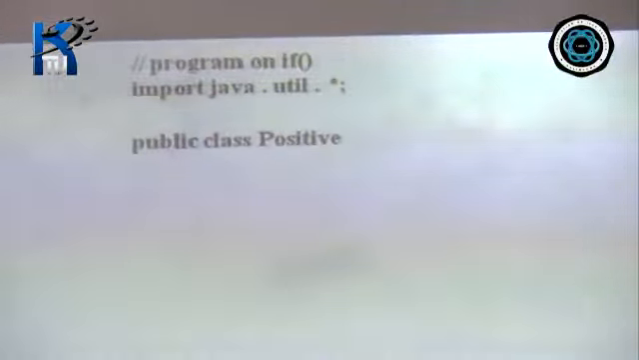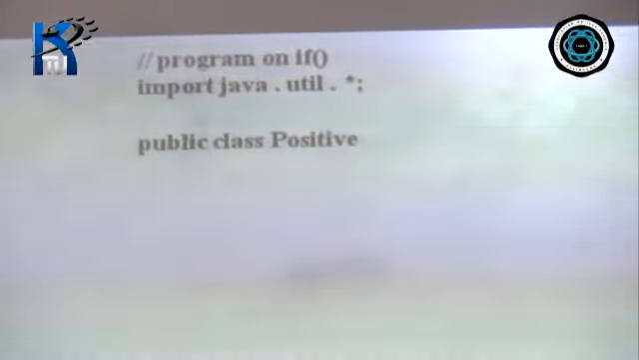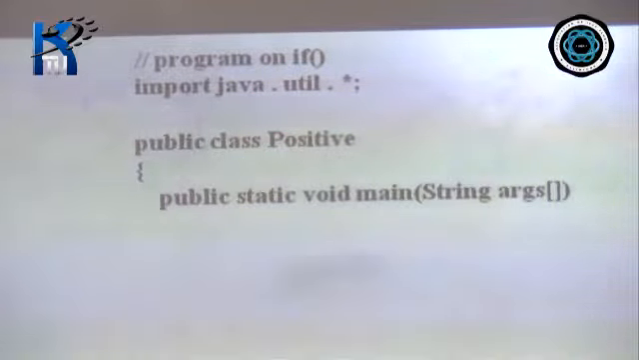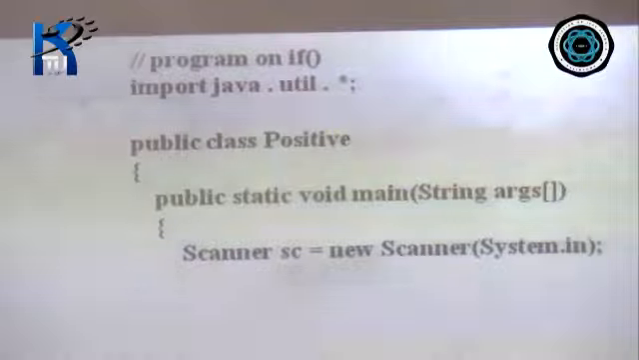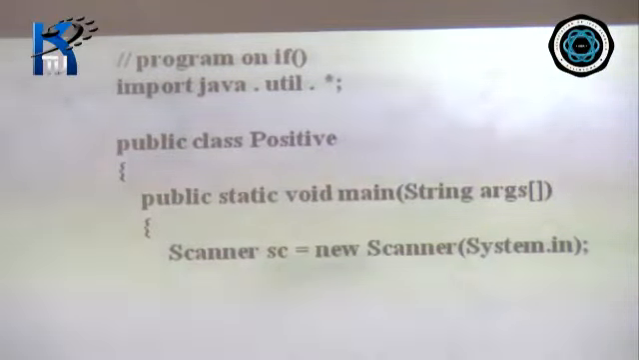So first we give a single line comment. As we know, single line comments or any comments are non-executable. They have no effect on the program as such. Then we import java.util, the util package. Then we create the class with the name positive. Then we create the main function, public static void main(String args). We are using the scanner class, so we create the scanner object sc.